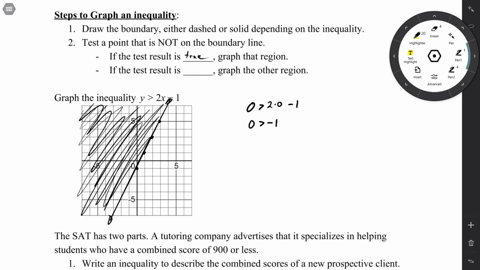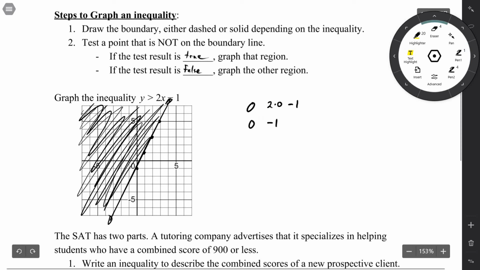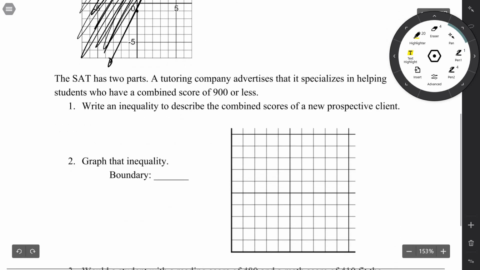And that's it. If the test result is false, then we would graph the other side. If this sign were flipped, as an example, if we were dealing with less than, 0 is not less than negative 1, therefore it would be false, and then we would shade the other side. Well, in this case it was true though.